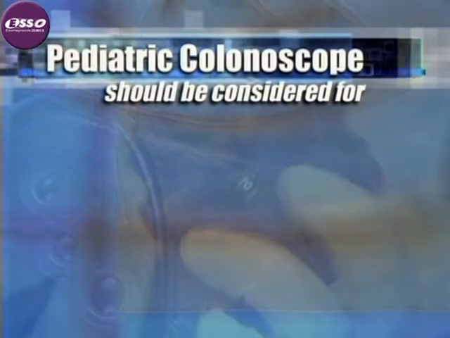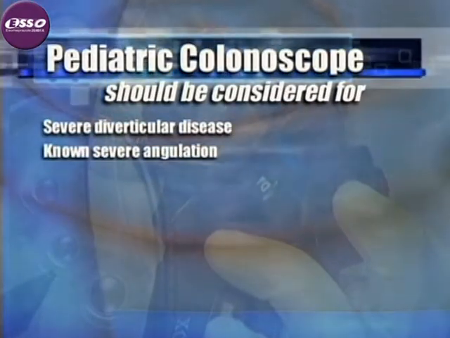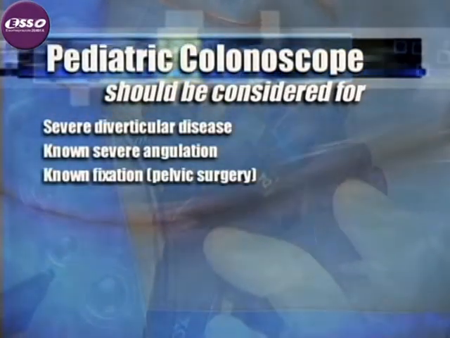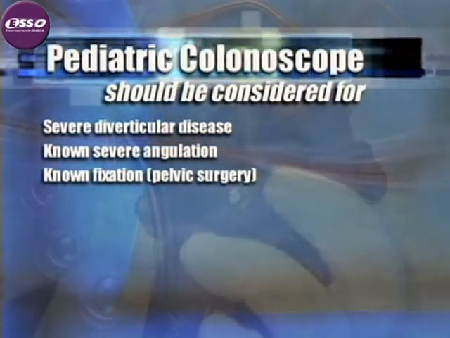Returning to the issue of selecting the standard versus pediatric colonoscope, I mentioned that for routine cases, this selection is a matter of personal preference of the endoscopist. However, an effective colonoscopist must have a pediatric colonoscope available and be willing to use it in selected circumstances. The ped scope should be selected in patients who have known severe diverticular disease, known severe angulation in the sigmoid, or known fixation of the sigmoid, which sometimes occurs as a result of prior pelvic or abdominal surgery.